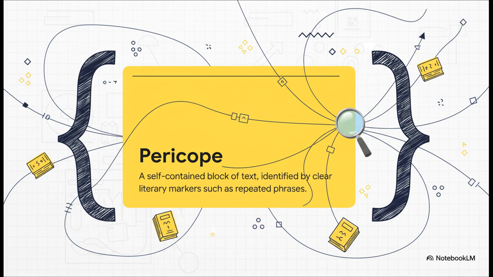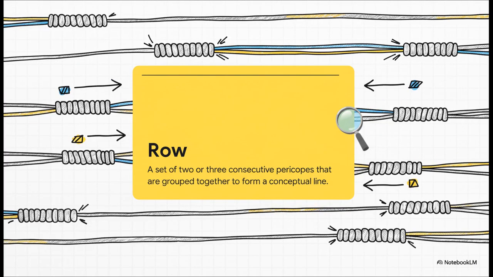And these aren't just random chunks of text we're carving out. No, they're flagged with really clear clues, what scholars call literary markers. Like, a story might start and end with the exact same phrase, which basically puts a neat little frame around it. Okay, so you found your threads, your pericopes. The next thing you notice is that they're not just floating around randomly. They're actually bundled together in little groups of 2 or 3. And this bundle is called a row. This is the next level up, where these individual ideas start to form a coherent line of thought.